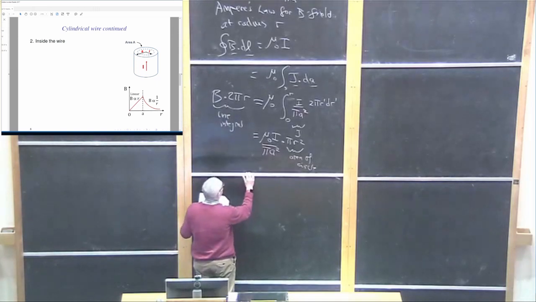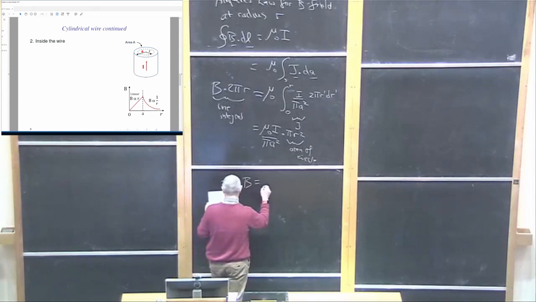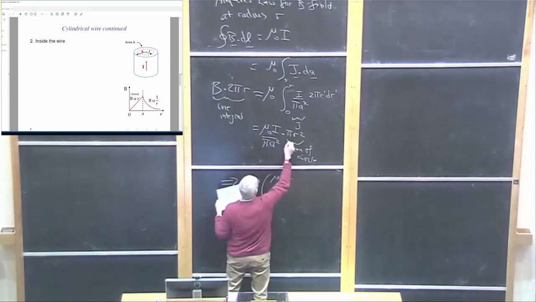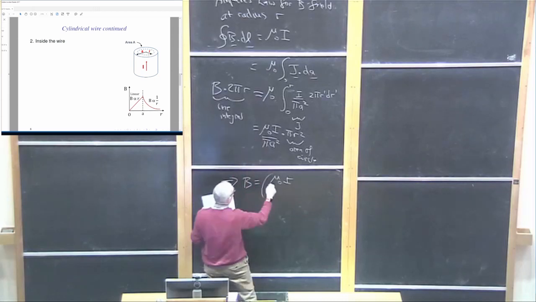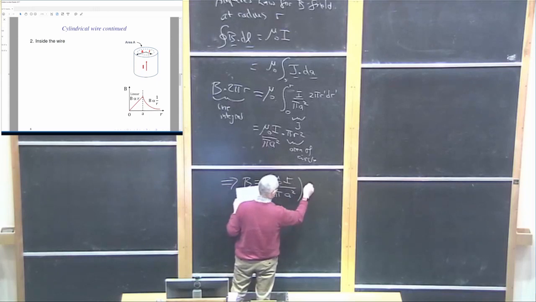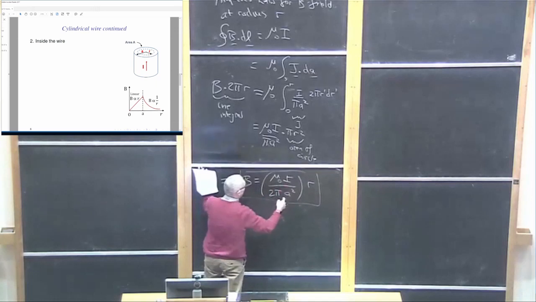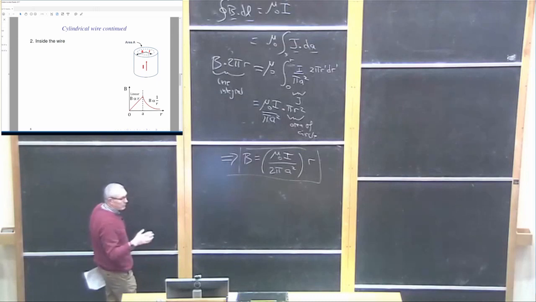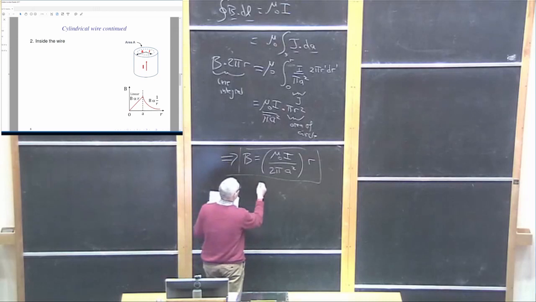Right. So putting this together, you can see that B is equal to mu naught I, which is that term. The pi's cancel. The r comes from over there, that side, to give 2 pi a squared times r. So that is the field due to the current at a radius r within the cylindrical wire. So this is inside the wire.